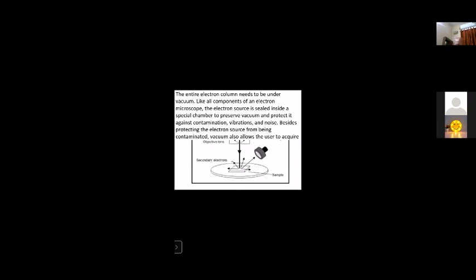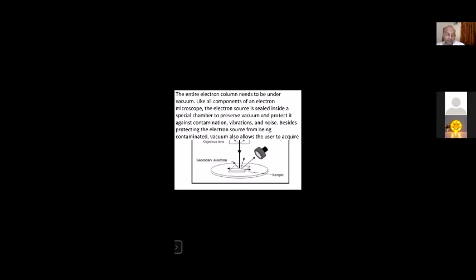The entire electron column needs to be under vacuum. Like all components of an electron microscope, the electron source is sealed inside a special chamber to preserve vacuum and protect it against contamination, vibrations, and noise. Besides protecting the electron source from being contaminated, vacuum also allows the user to acquire a high-resolution image.